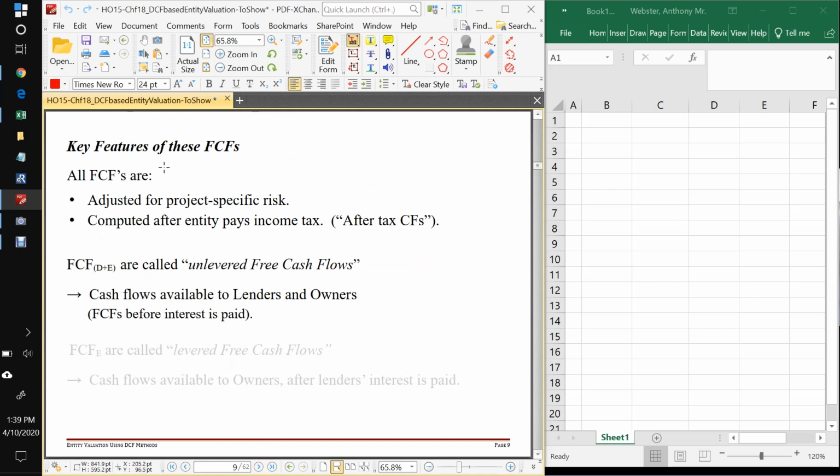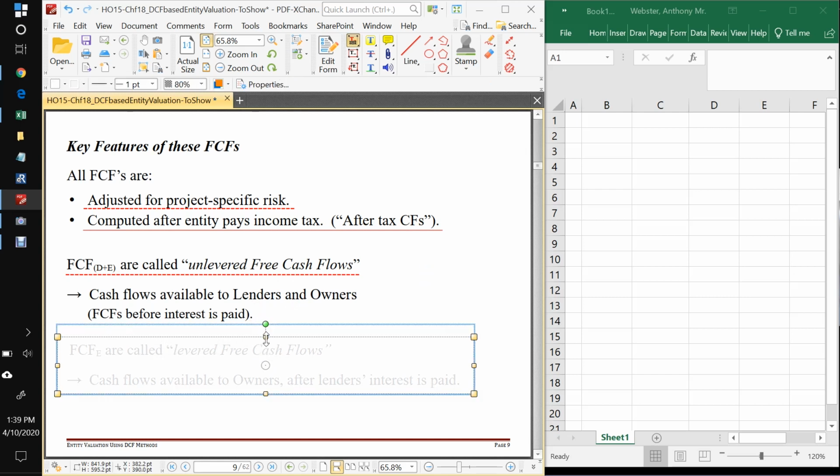So some of the key features of these cash flows, for all of them, they're always going to be adjusted for project-specific risk, and we're always going to compute our cash flows after the entity pays its income tax. So these are going to be called after-tax cash flows. If we're getting the cash flows to all the stakeholders, to the debt holders and the equity holders, these are called unlevered free cash flows. And again, these are the free cash flows before any interest is paid, which means they're available to pay interest, to pay the debt holders, and to pay the owners.